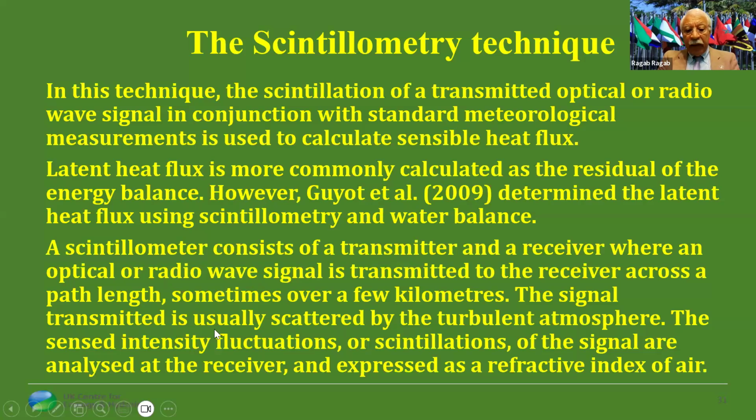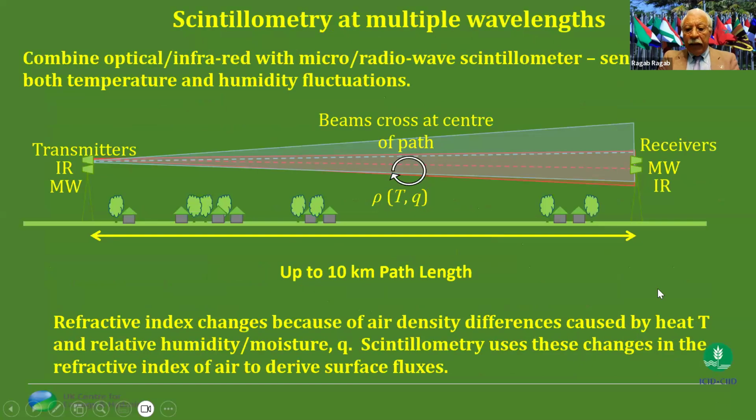The signal transmitted is usually scattered by turbulent atmosphere. The sensed intensity fluctuations or scintillations of the signals are analyzed at the receiver and expressed as a refractive index of the air. So this is how it looks. Here is the transmitter and here is the receiver, and this can go up to 10 kilometers. We tried that in Crete Island, and we used 6 kilometers to calculate the evapotranspiration over the Crete Island.